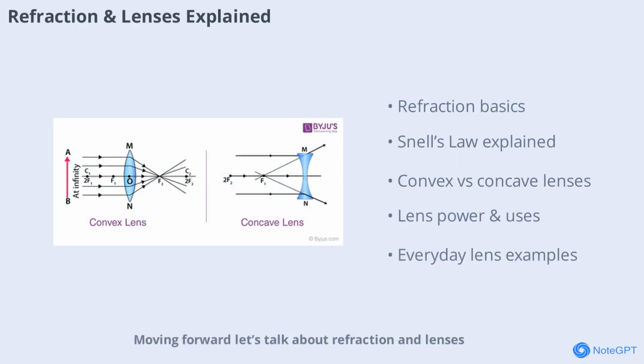Moving forward, let's talk about refraction and lenses. Refraction is the bending of light as it passes from one transparent medium to another, like air to water. This bending is governed by Snell's law and the refractive index, which measures how much light bends. Lenses made of transparent material with curved surfaces use refraction to focus or spread light. Convex lenses are thicker in the middle and converge light rays, while concave lenses are thinner in the center and diverge light. Each lens has its own principal axis, optical center, and focal points.